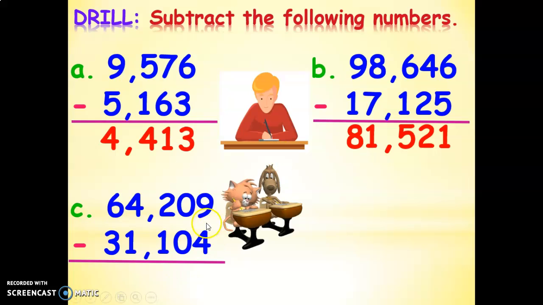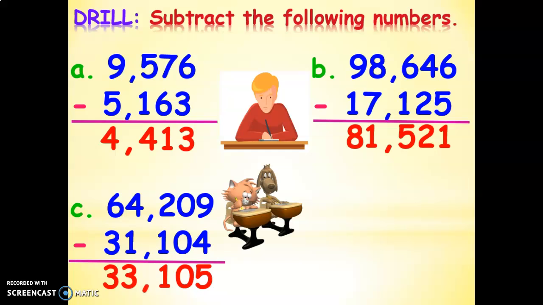Starting from the place value of ones, 9 minus 4 equals 5. Place value of tens, that's 0 minus 0. The answer is also 0. For hundreds place, we have 2 minus 1. The answer is 1. Now for thousands place, we have 4 minus 1. The answer is 3. And for the last place value, we have 6 minus 3. The answer here is, again, 3.